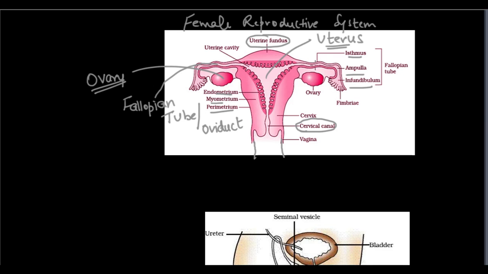In the fallopian tube, the foremost part is the isthmus, the middle part is the ampulla, and the end part is called the infundibulum. When the fallopian tube finally culminates in a curve, there are some hair-like projections at the end, right? These hair-like projections are called fimbriae. So these are the parts of the female reproductive system.